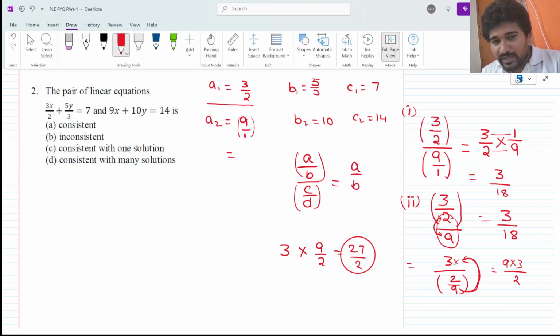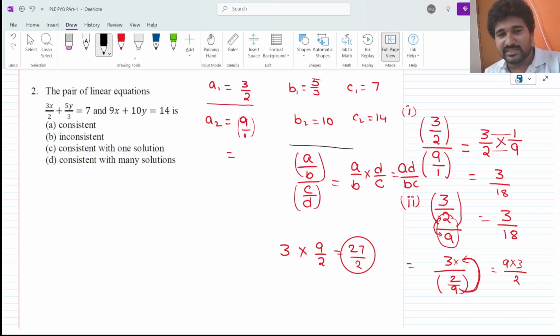A by B into D by C. This is the safe zone. You will not make any mistake. What will be its answer? AD by BC. Correct? AD by BC is the answer.